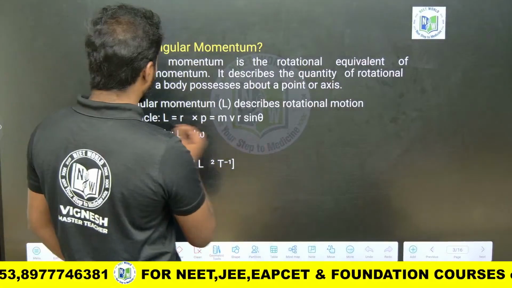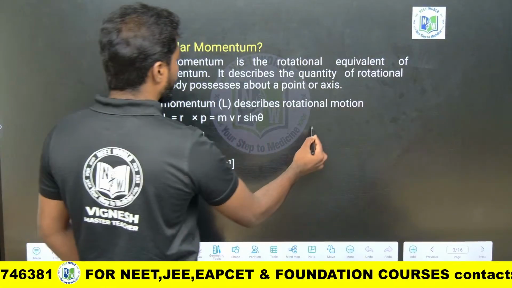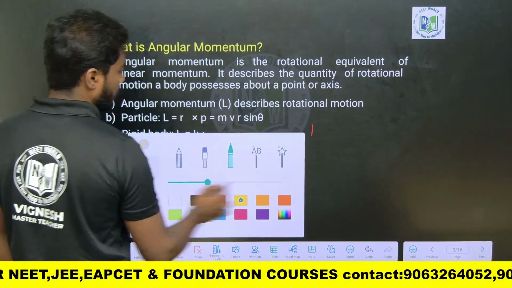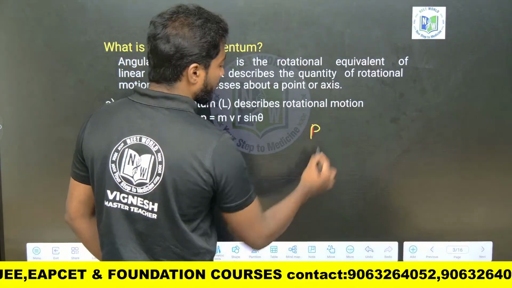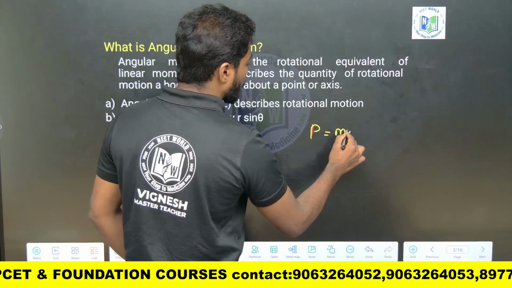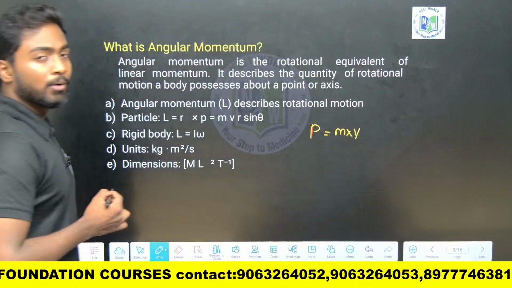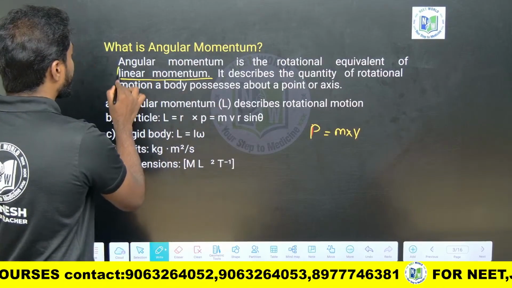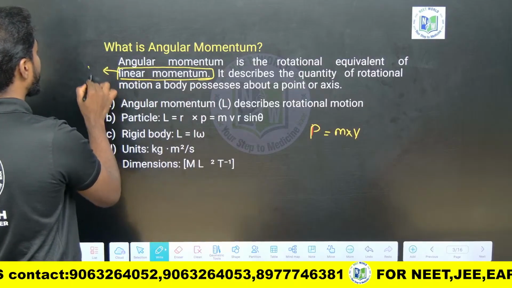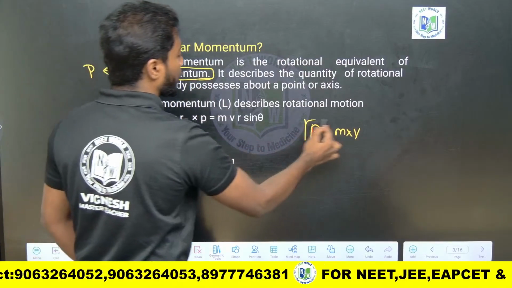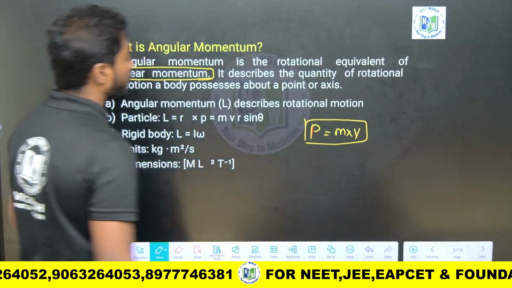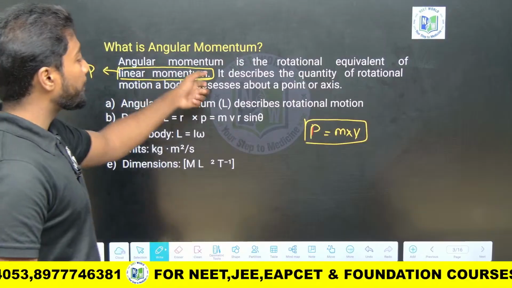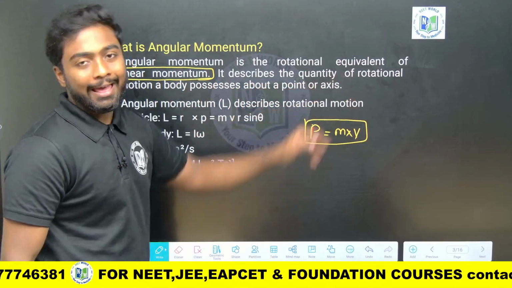Linear momentum is denoted by P, that is mass into velocity. That is linear momentum. I have written the formula also, mass into velocity. Angular momentum describes the quantity of rotational motion of a body possessed about a point or axis.